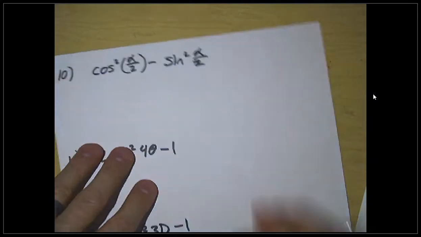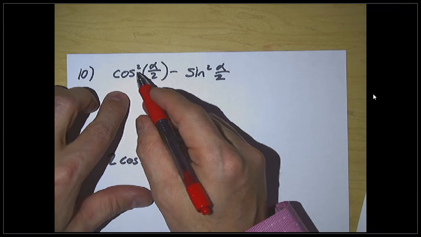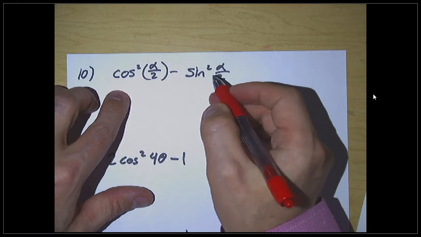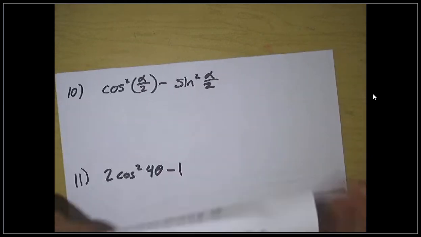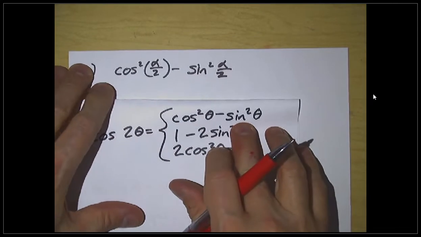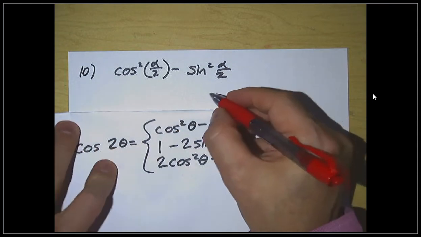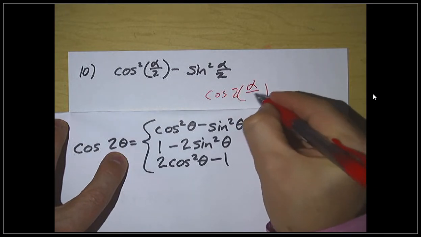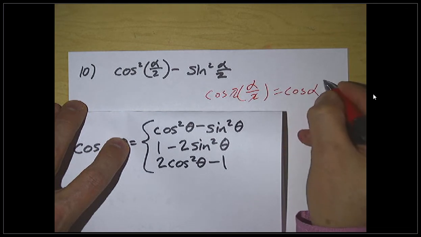Three more problems. All right, so number 10. So I have cosine squared of our angle minus sine squared of our angle. Looking at our identities, that one looks like this first one here, with our angle being alpha divided by 2. So that means that we have cosine 2 times our angle, and our angle is alpha over 2, which means 2 divided by 2 is 1, giving me cosine alpha as my answer.